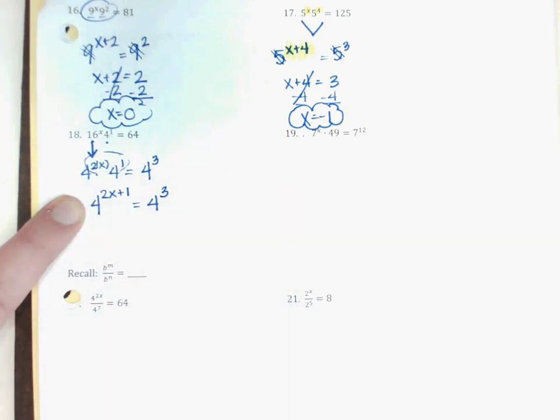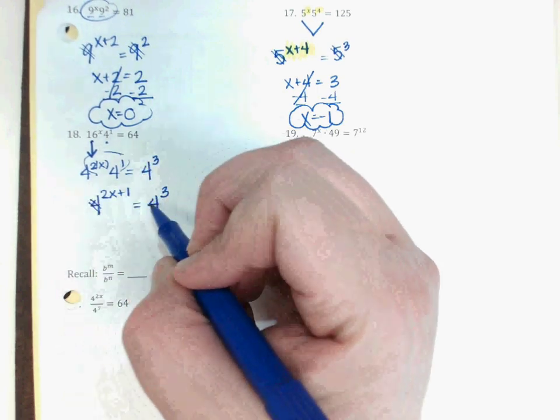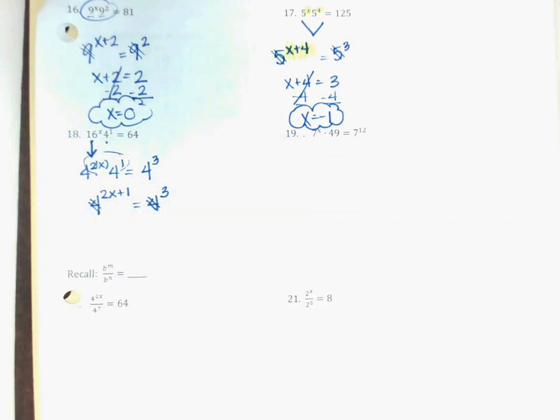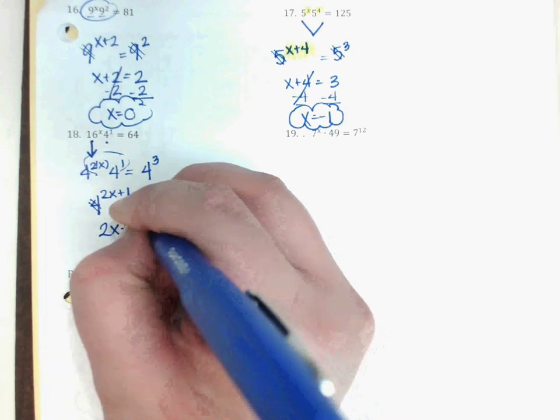Does that make sense? So if they both have a base 4, I just make them a single base by adding their exponents together. And then from there, cancel out your 4s, keep solving. So this 4 is gone, this 4 is gone. 2x plus 1 equals 3. What's my last step, or my second to last step?